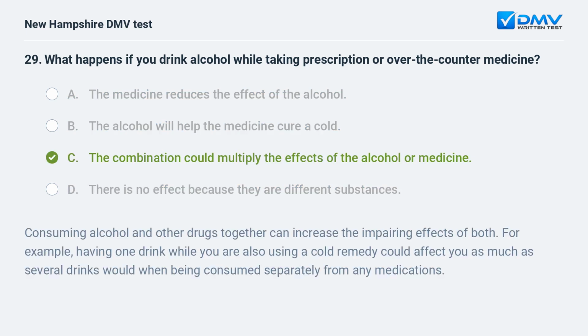C. The combination could multiply the effects of the alcohol or medicine. Consuming alcohol and other drugs together can increase the impairing effects of both. For example, having one drink while you are also using a cold remedy could affect you as much as several drinks would when being consumed separately from any medications.